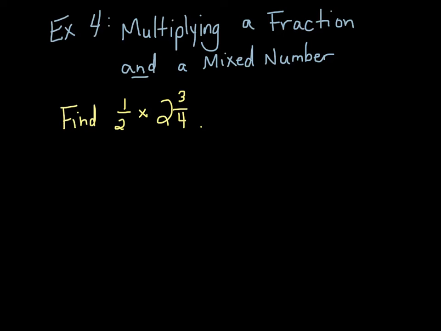For example 4, we're going to be multiplying a fraction and a mixed number together. So we're going to find 1/2 times 2 3/4, and this just happens to be that same mixed number we were just talking about. And remember, we said anytime you have a mixed number and you're going to multiply that together with a fraction, you're going to turn it into an improper fraction. So 1/2 is going to be multiplied in this case by 11/4, and remember we got that when we multiplied 4 times 2, which is 8, plus 3, which is 11, and kept the fourths.